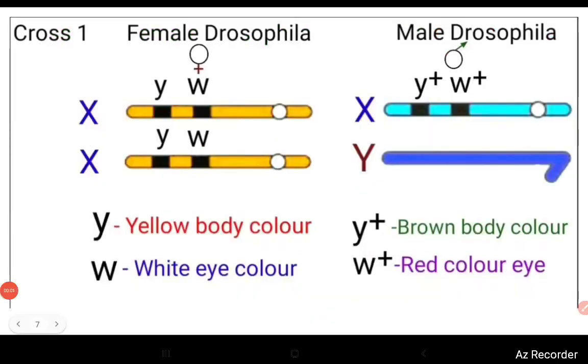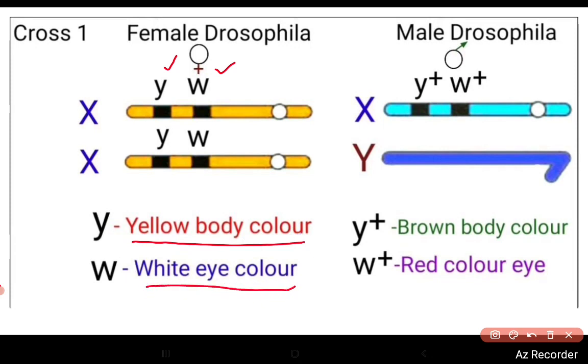So the first cross is between female Drosophila and male Drosophila. In the female Drosophila, the characters taken were yellow body color and white eye color, which are recessive. In the male Drosophila, brown body color and red eye color, which are dominant, were taken.